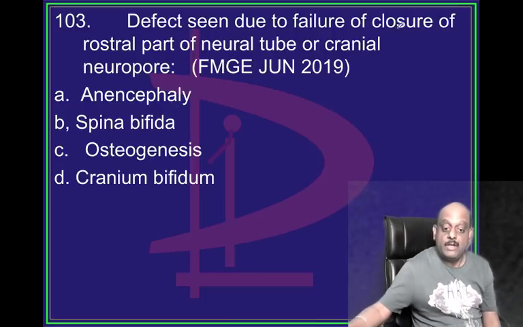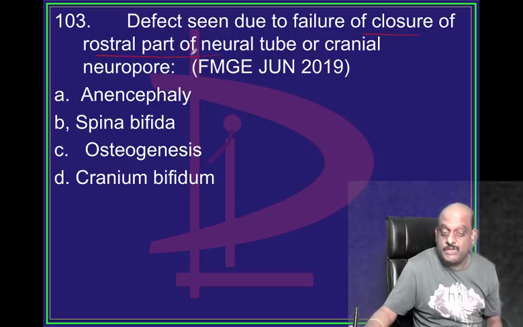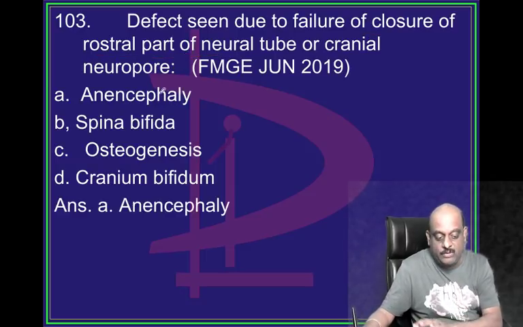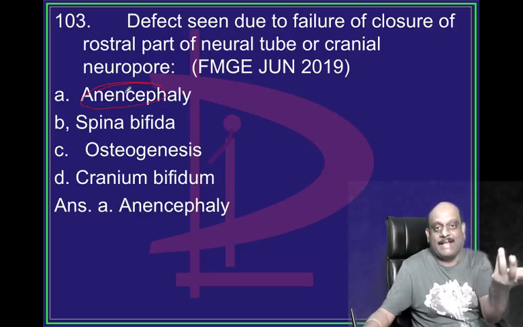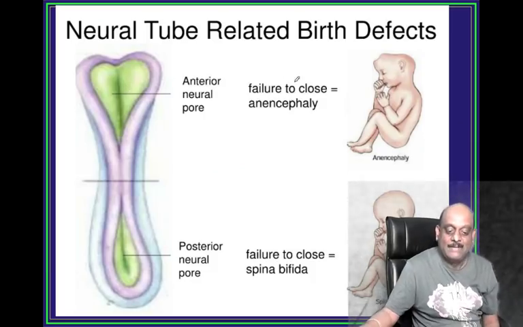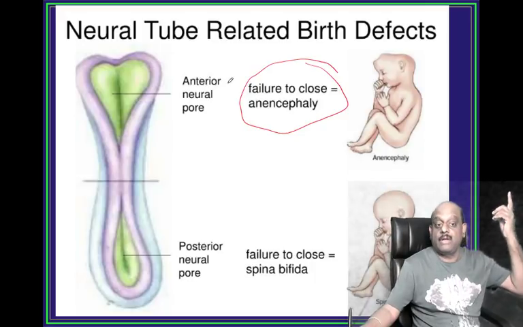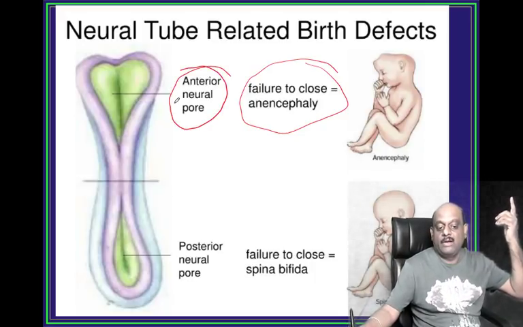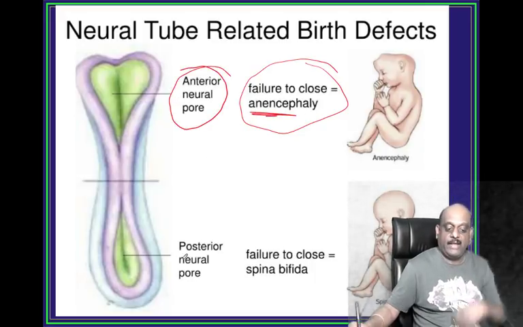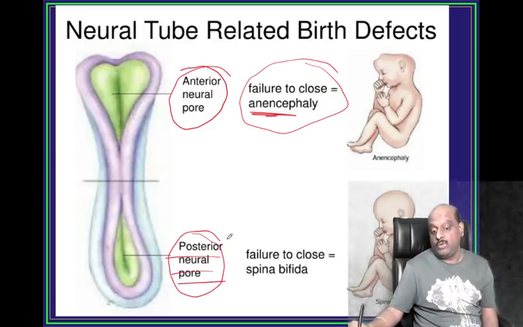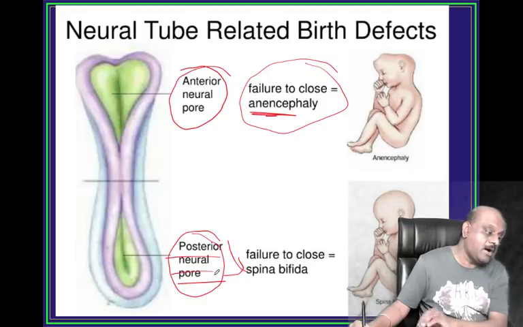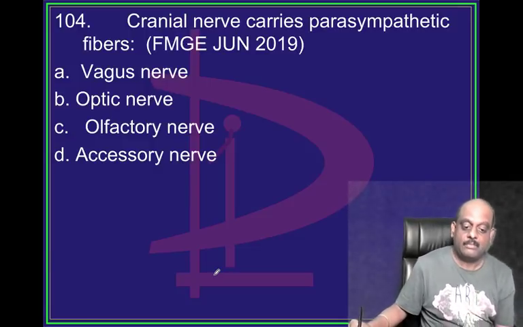Now doctor, failure to close the rostral part of neural tube, what does it lead to? Anencephaly. Head is above, so anencephaly, rostral part hi hota na. Failure to close anterior neural pore is anencephaly. Failure to close posterior neural pore is spina bifida, is what you should remember.